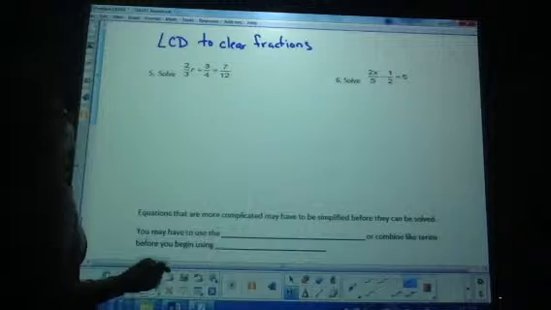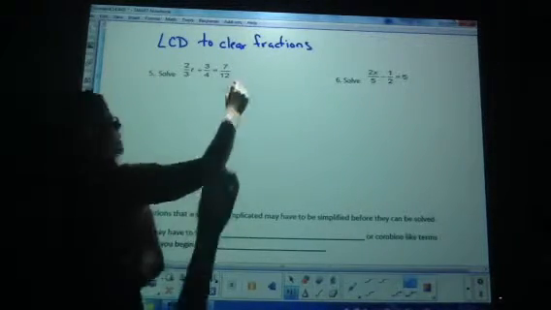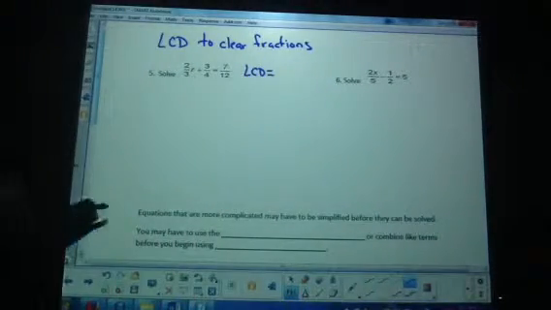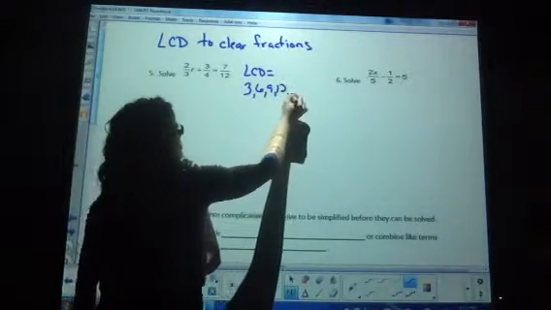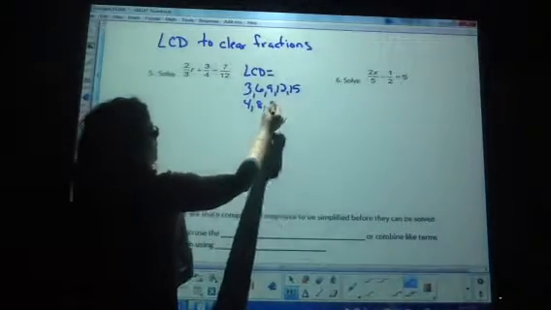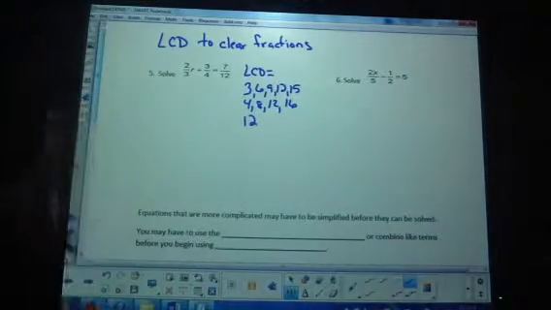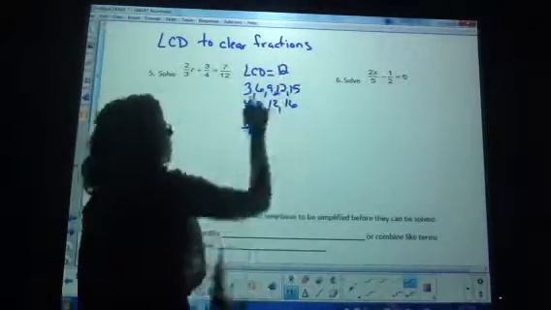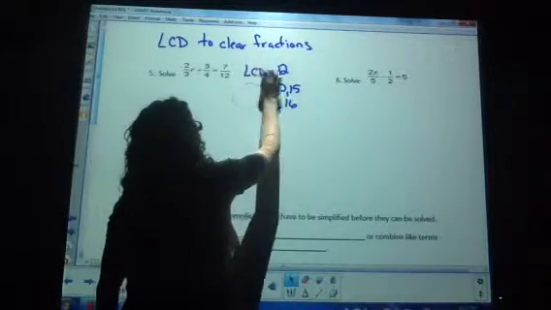All right, so what we're going to do is look at denominators 3, 4, and 12. What's going to be our LCD, least common denominator between 3, 4, and 12? If you can't remember how to do that, look at your multiples of 3, your multiples of 4, and then your multiples of 12. What is the least number that they have in common? So it's going to be 12. Okay? All right, let me go ahead and erase this.